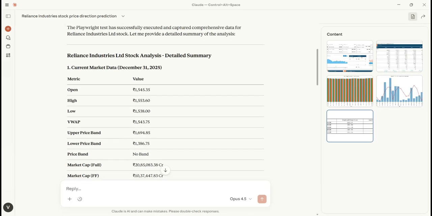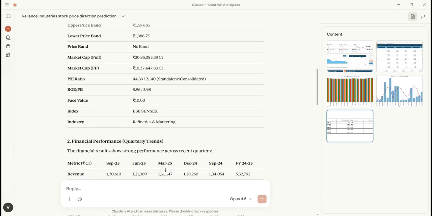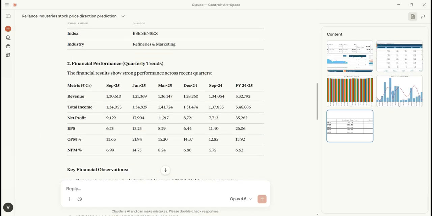The following are LLM chat summary details. The first one is the current market data summary. The next one is the financial performance quarterly trends. Here the revenue has remained relatively stable. June 2025 quarter showed exceptional performance, healthy operational efficiency.